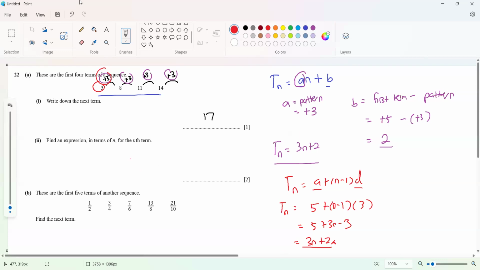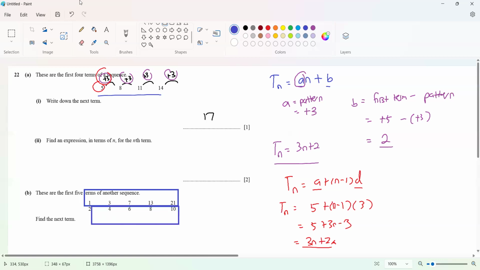And then for B, we can see the fraction sequence. We have 1 over 2, 3 over 4, 7 over 6, and so on and so forth. So from here, if we look purely at the numerator and the denominator separately, we may be able to observe something. Now, the denominator is very easy to see. The next term for sure is 12. I can guarantee it because this one is plus 2, plus 2, plus 2, plus 2. So the next one has to be plus 2 as well.